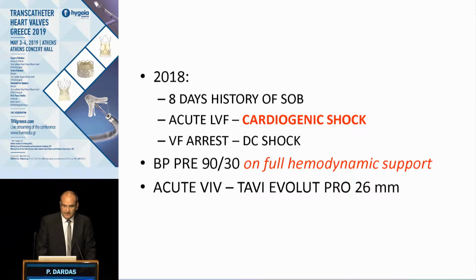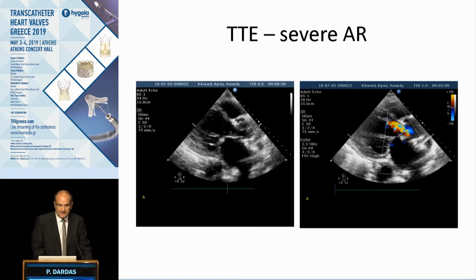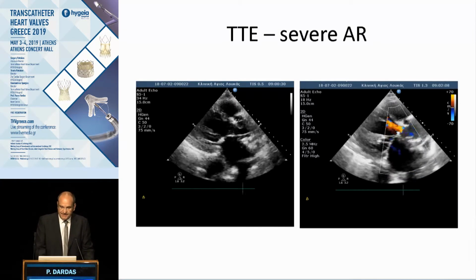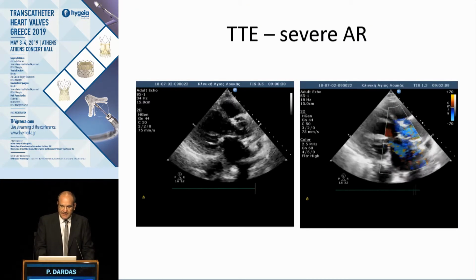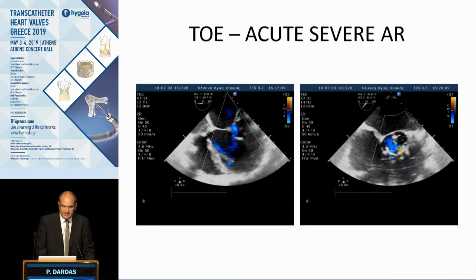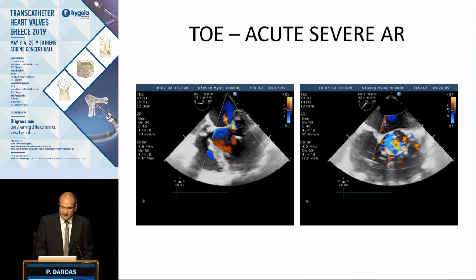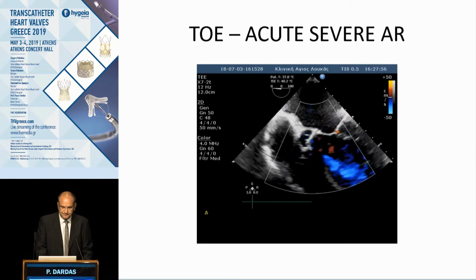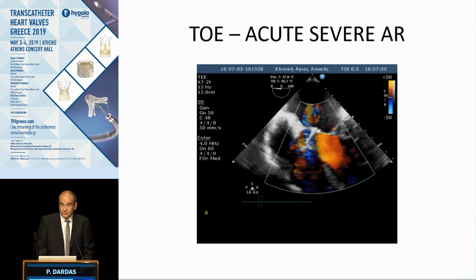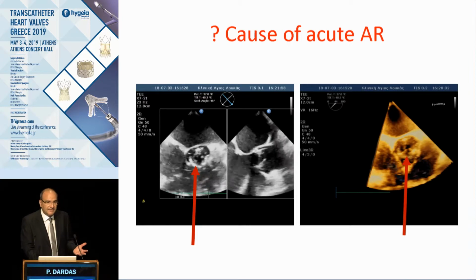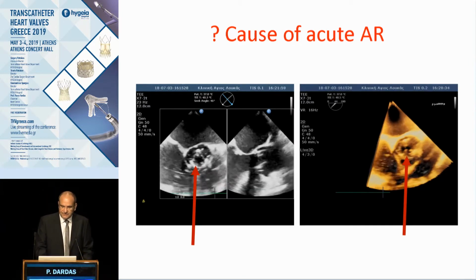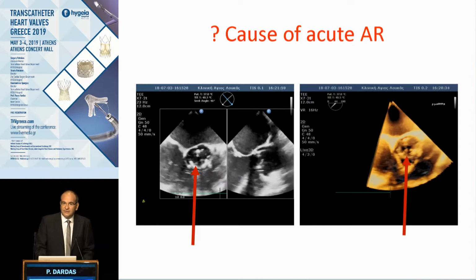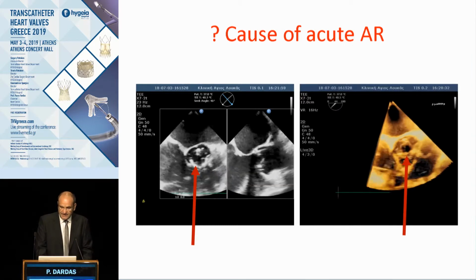So he was opted for an emergent TAVI, and you can see his transthoracic echocardiography. You can see the aortic regurgitation, and you can see the transesophageal severe aortic regurgitation. You can see here massive AR. And looking for the cause, because the patient didn't have any signs of endocarditis, you can see there was a wear and tear of the right coronary cusp of the Trifecta valve within 2 years.